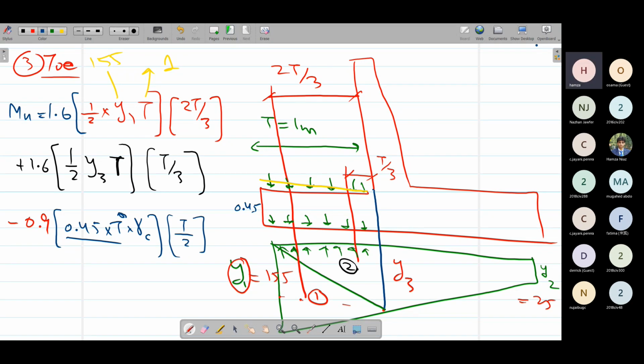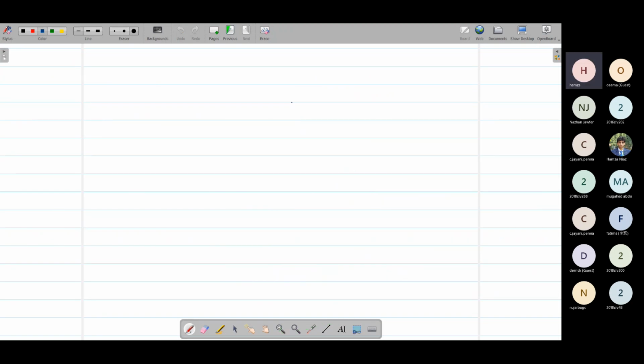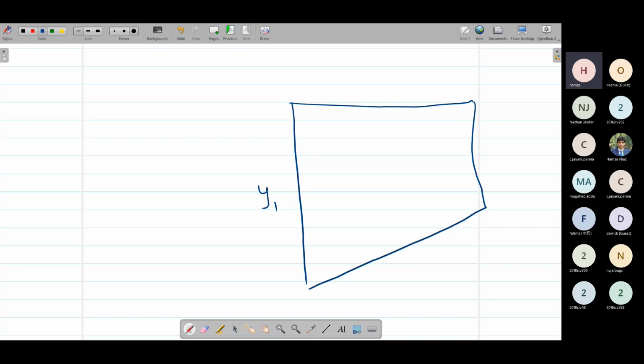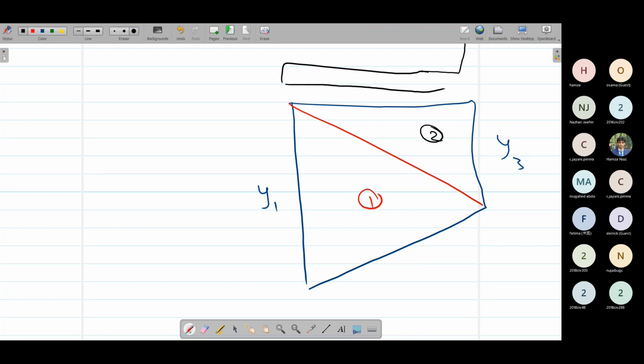Okay, so this way we can get the moment arm for the moment for toe portion. The second thing is the shear for toe portion. For example, if I draw the same diagram larger, this is y1, this is y3, this is triangle 1, and this is triangle 2, and this is our retaining wall, this is our face of the retaining wall.